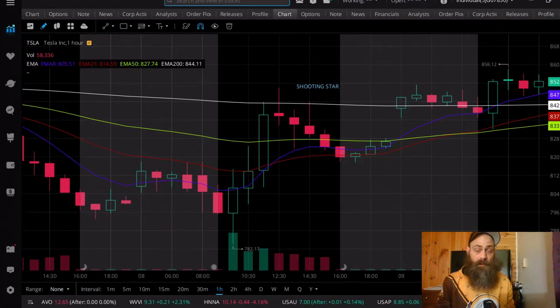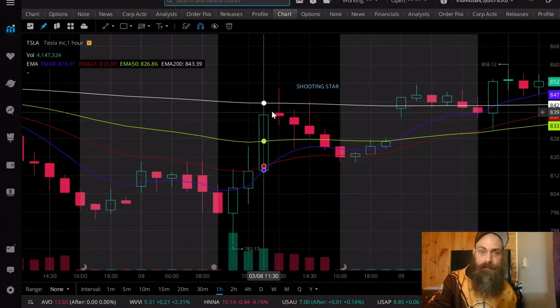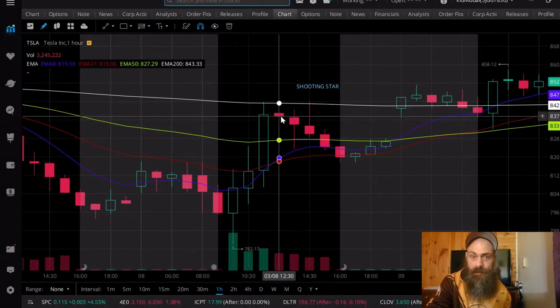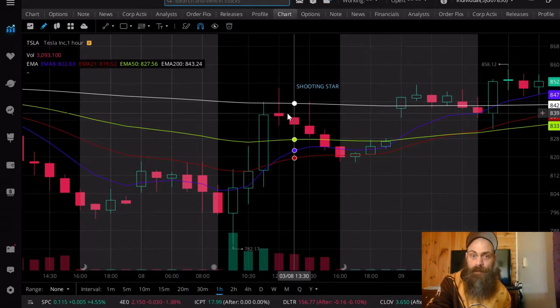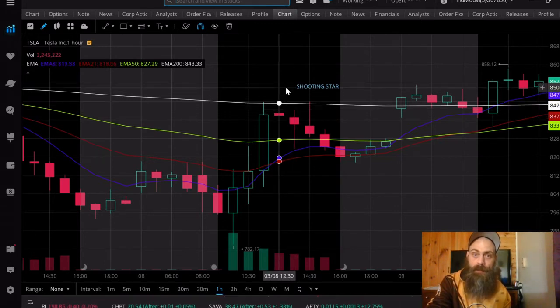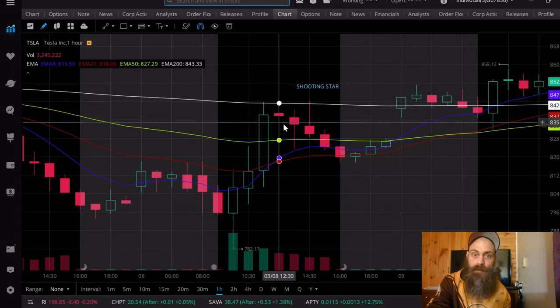All right, for this one, we're going to be on the hourly chart. And if you take a look at this candle right here, this is going to be your shooting star. Opens here. Buyers tried to push it all the way up. Seller said nope, pushed it all the way down, and then closed near the lows of the day.